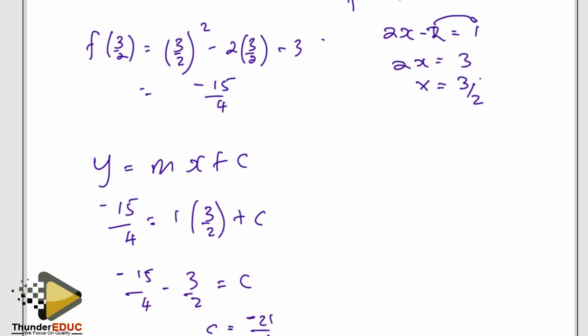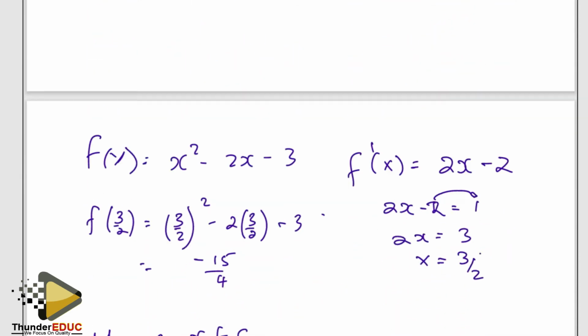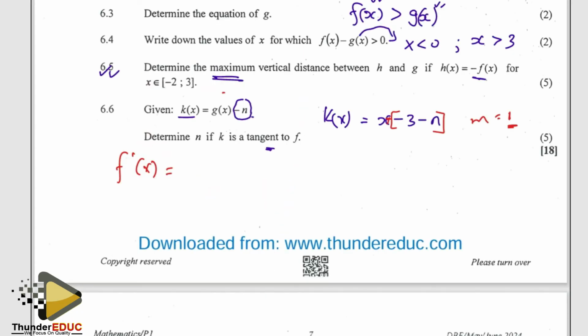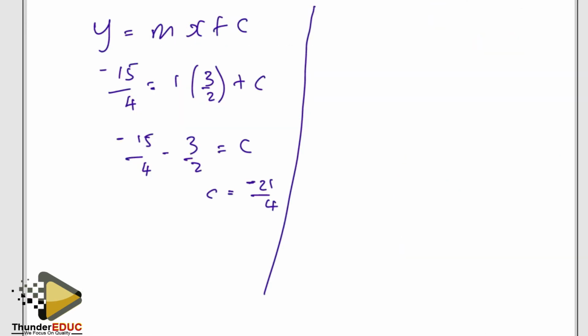Now, if the tangent has this y-intercept, I'll go back to how many units it moved. Remember we said negative 3 minus n is representing our c. So negative 3 minus n is the same as negative 21 over 4. And then I just need to make n the subject.